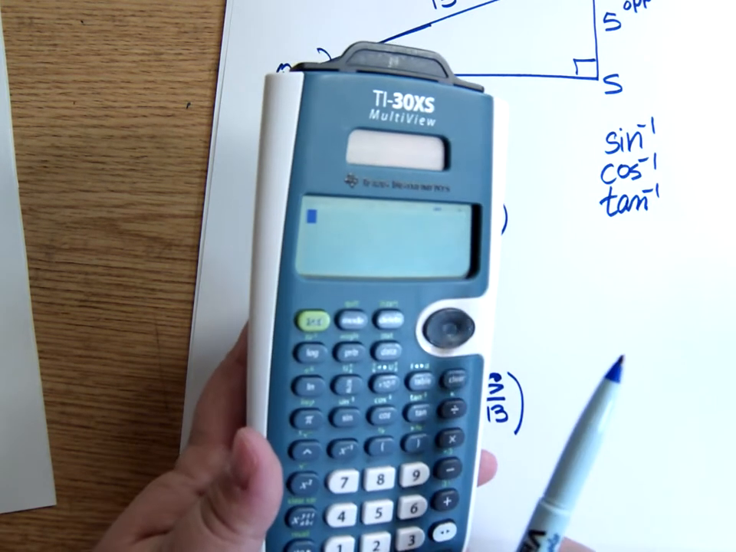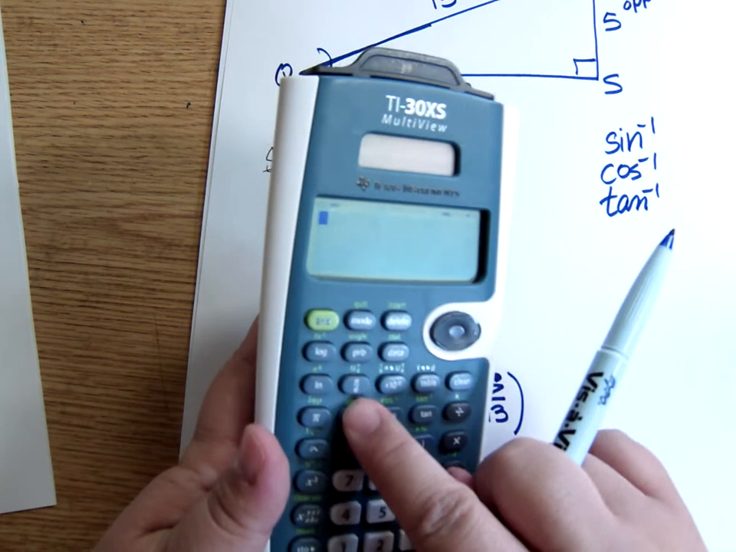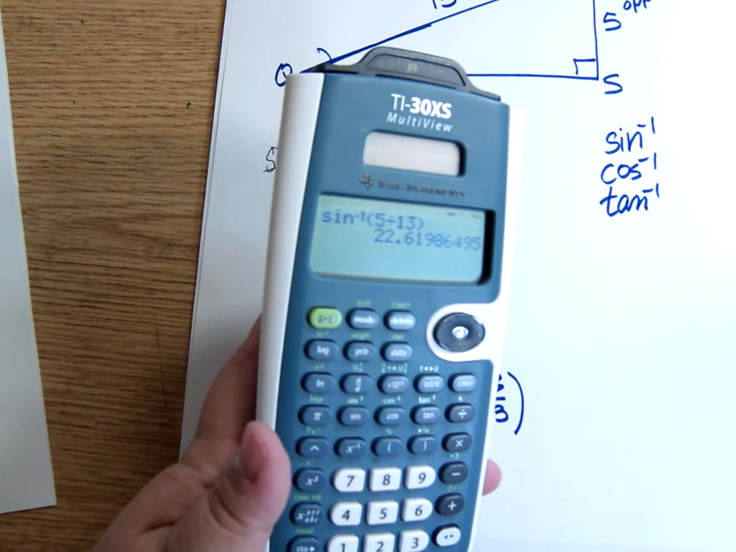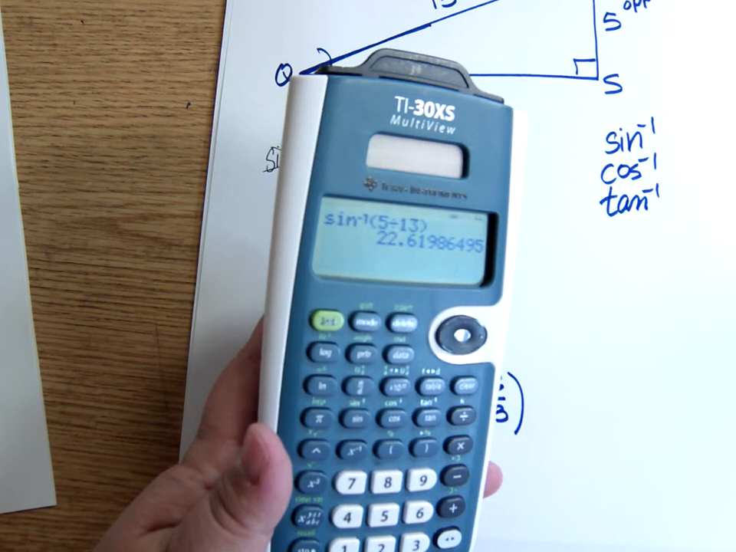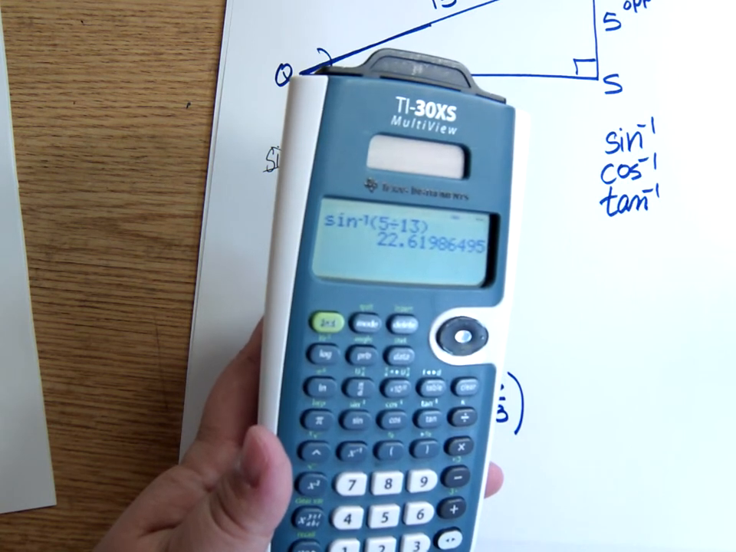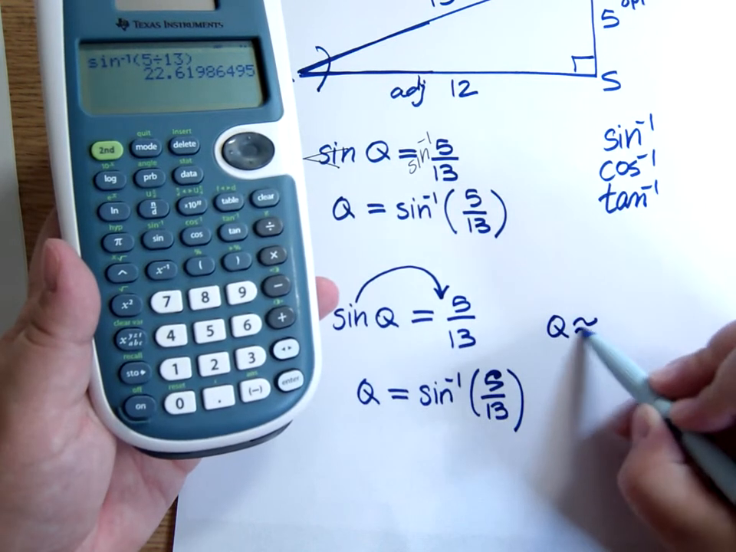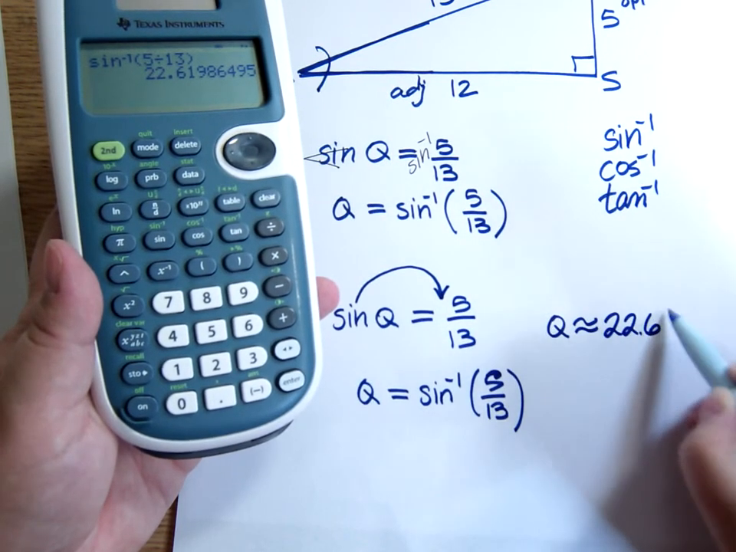So I'm going to do it right now. I'm going to do inverse sine of 5/13, and that's 22.6. Yep. Inverse sine of 5/13 is 22.6. So what that tells me is that Q is about 22.6 degrees.